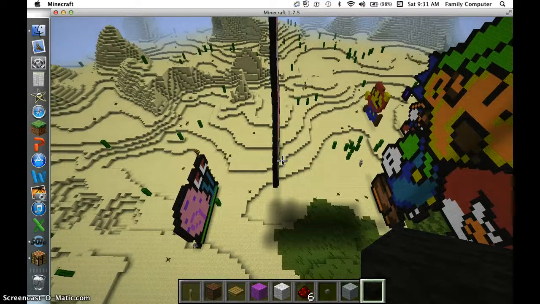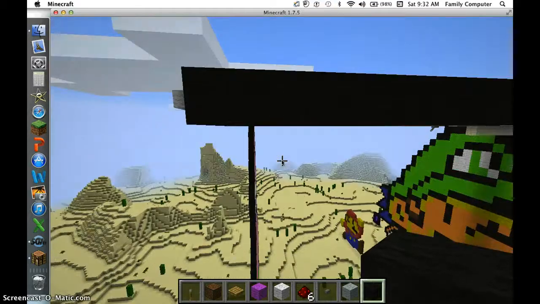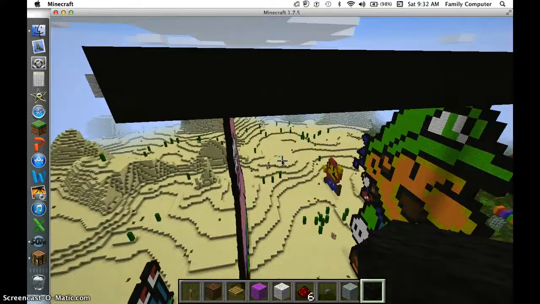Oh my gosh, look at that zombie. So, sorry if you see my pixel art.